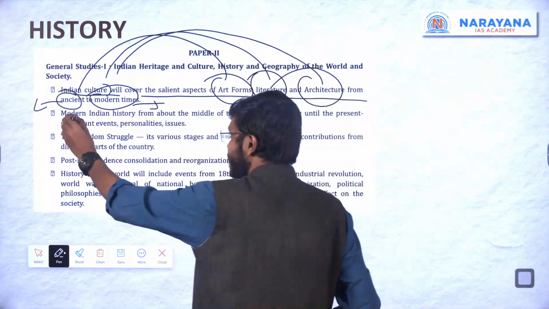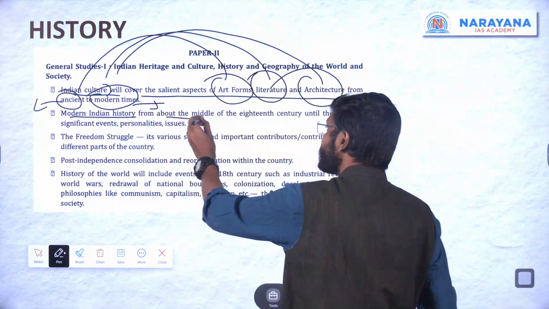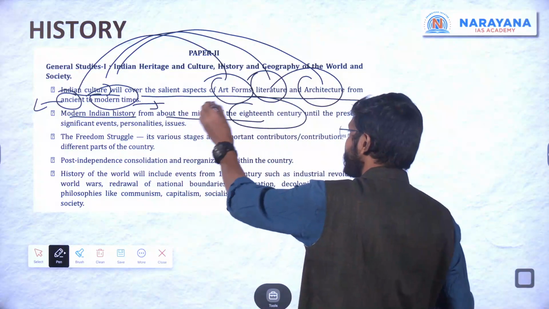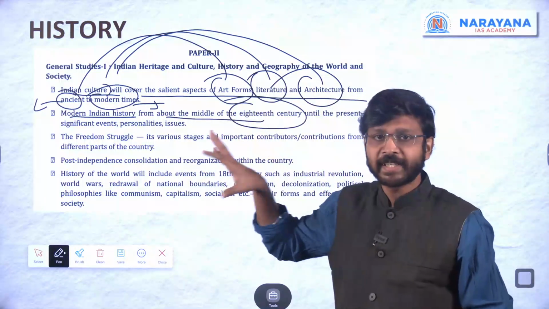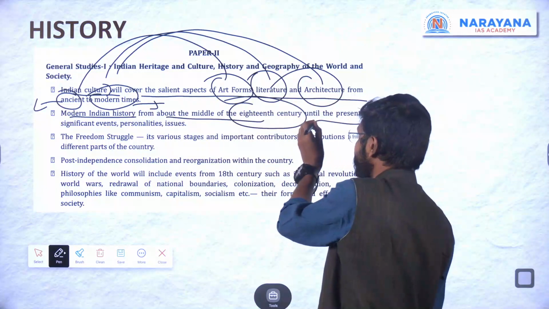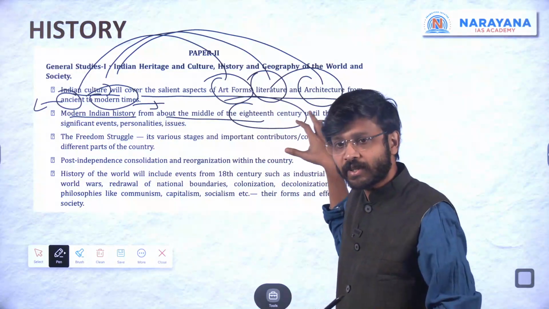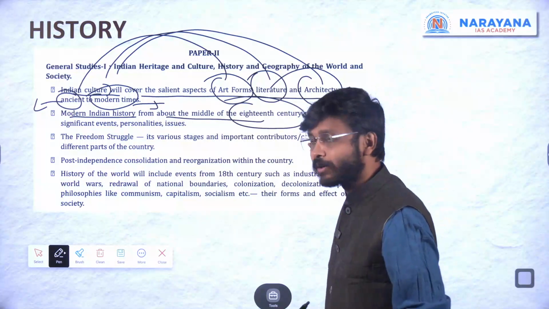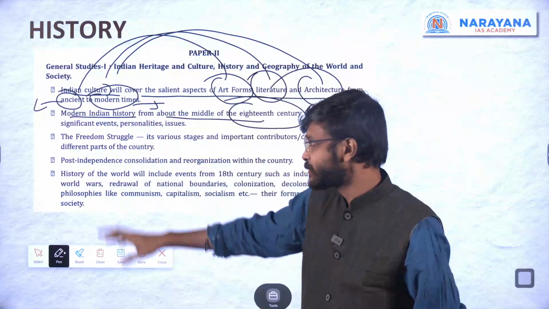After that, the second area is modern Indian history. Modern Indian history from about the middle of the 18th century. Here also the timeline is clearly given, the mid 18th century, somewhere around the 1750s, and until the present, okay. It's not like until the freedom struggle, it's not like until India got independence, it is until the present only. Here also they have clearly mentioned what all things we have to study.